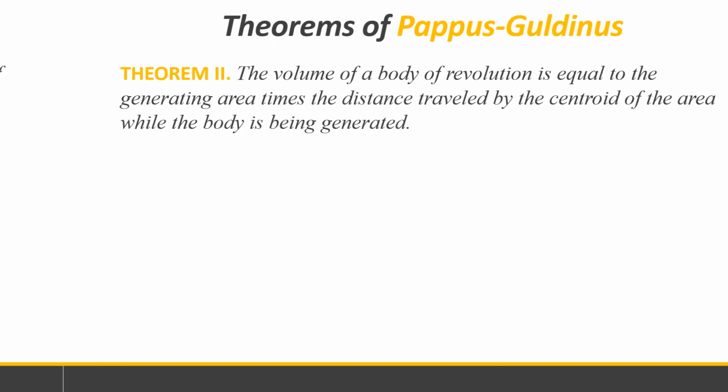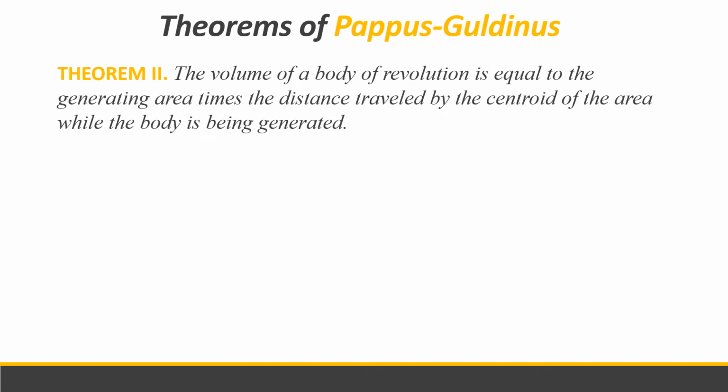Now, theorem 2 is about the volume, since this is a body of revolution. Meaning it is now a solid, so it has a volume. So the volume of the body of revolution is equal to the generating area. So this time it's area, similar to theorem 1 but this time it's area, and then multiplied by the distance traveled by the centroid of the area while the body is being generated.